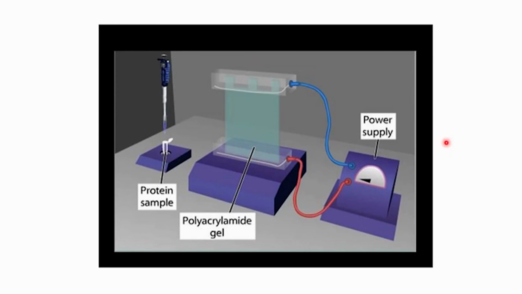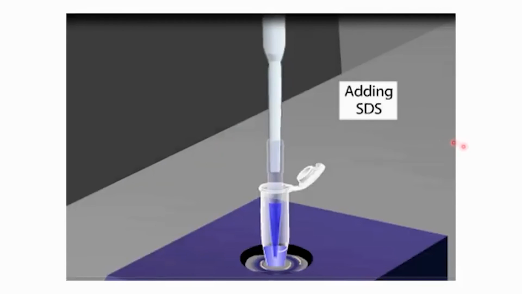So what you do here: if this is your protein solution, suppose a lot of proteins are there, you add your SDS, the sodium dodecyl sulfate, and then heat this to a certain temperature, not very high, maybe 60 to 70 degrees.